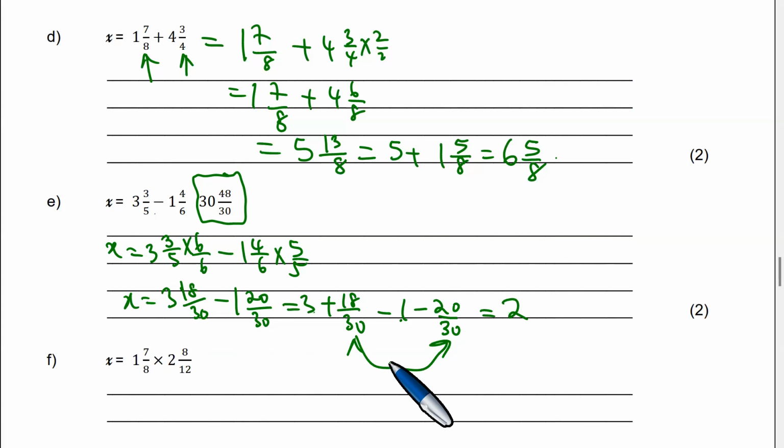So negative 2. So in other words, it becomes negative 2 out of 30. So what is the answer to this? Here you must make it over 1. You must make it over 1.